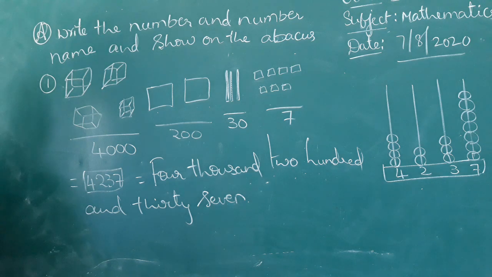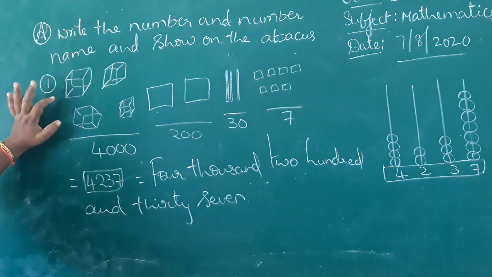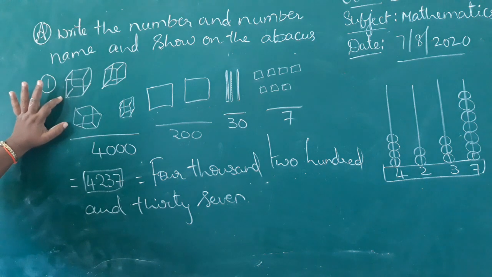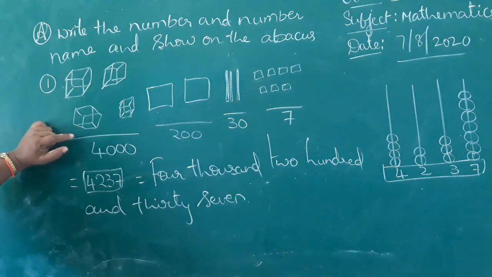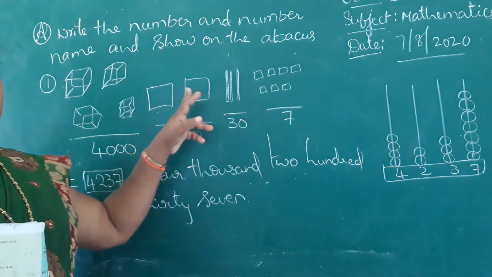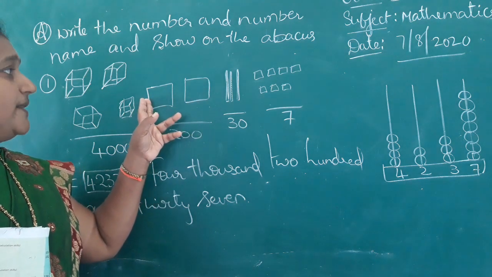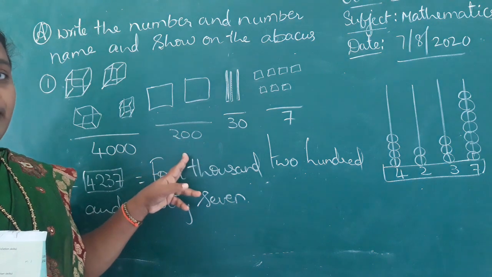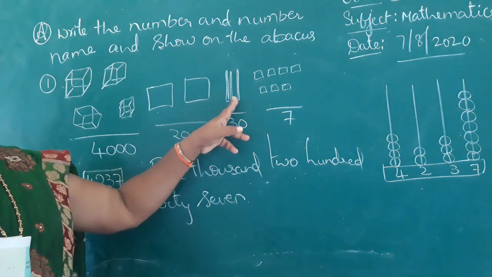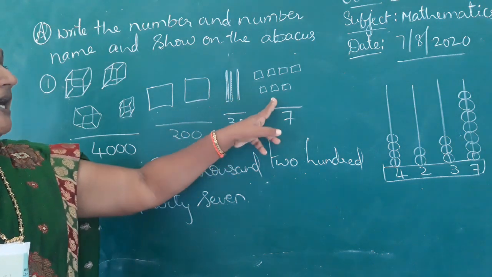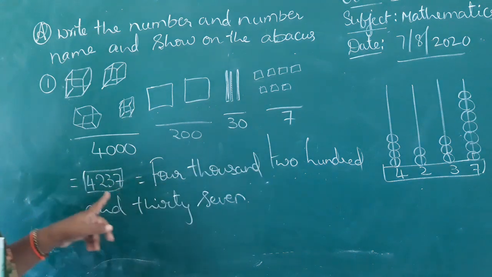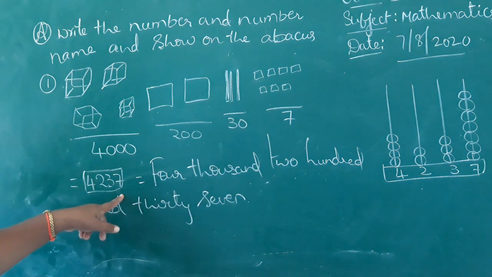Like that you have to draw all the abacus. This is the first question in recall. 4 squares were given. Each square contains 1,000. 4 into 1,000, 4,000. 2 boxes, each one having 100 blocks. So 100 plus 100, 200. 3 spokes, 1, 2, 3, 3 tens, 30. And 7 ones, 7. Totally 4,237.